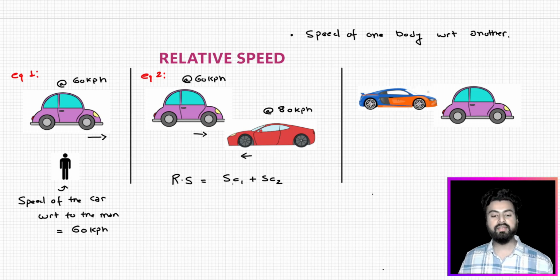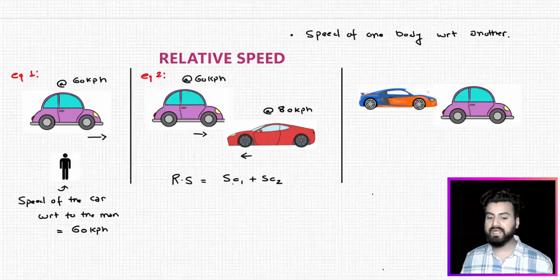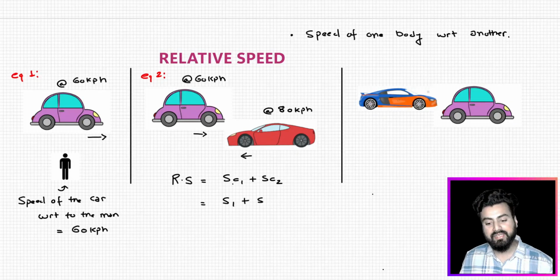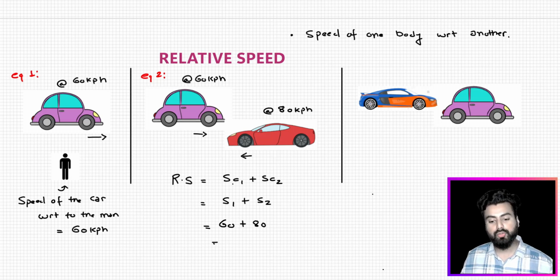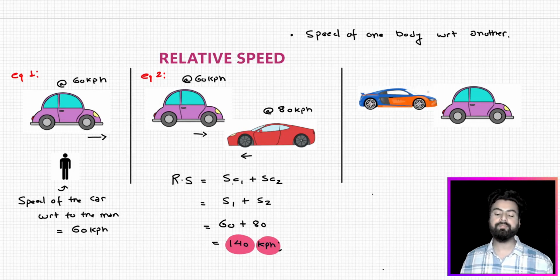So what is the formula when the two objects come from opposite direction? Simply add the speed of two objects. So 60 plus 80 is going to be the answer of my question. Now I want you to understand what 140 kilometer per hour represents here.